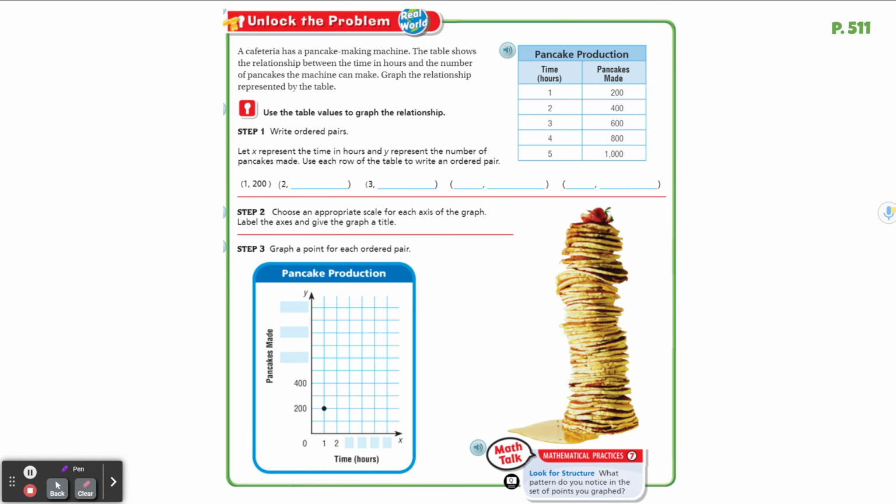So we are going to be on page 511. I'm going to give you a second. Make sure you are on the correct page.